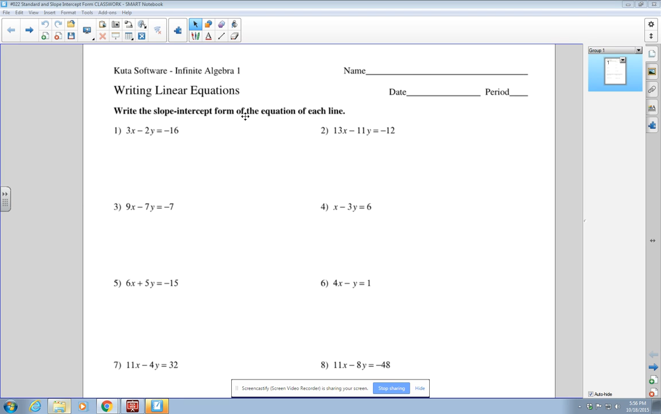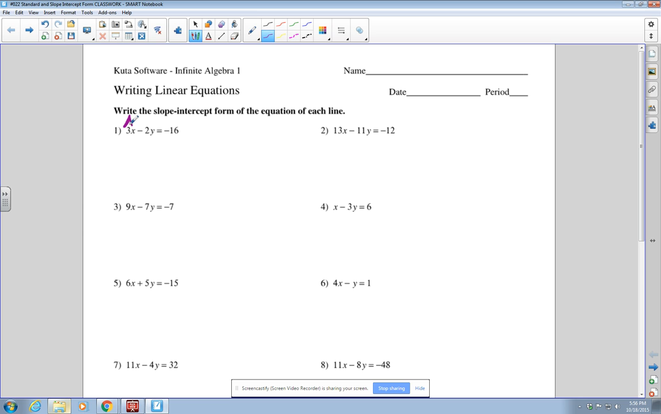Write the slope-intercept form of the equation of each line. And let's take note that it is written in ax plus by equals c form. And that form is called standard form. Now, we need to rewrite it as slope-intercept form. And slope-intercept form is y equals mx plus b.